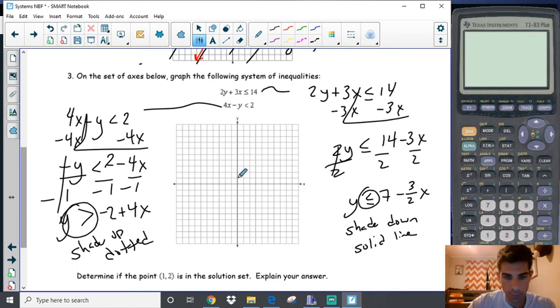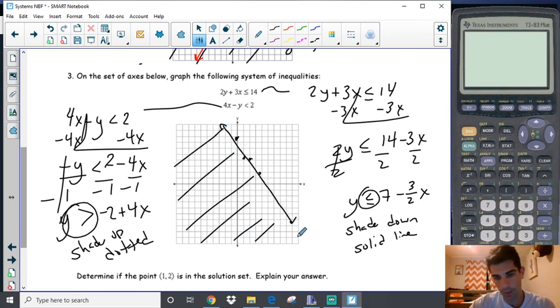So let's start with this one. 1, 2, 3, 4, 5, 6, 7. Down 3, right 2. Now this is a sketch. It's really pretty ugly. So make sure you do yours a lot nicer than mine. Shading this guy down. Y less than 7 minus 3 over 2x.